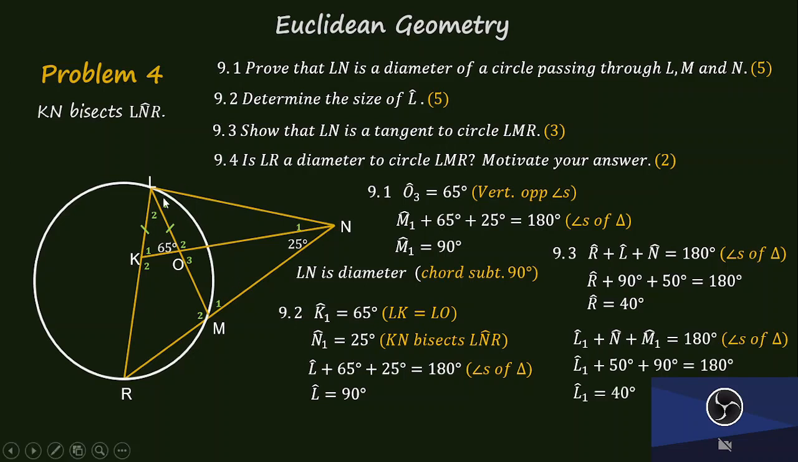So now we've shown that L1 equals R. They are both equal to 40. Therefore, LN is a tangent to that circle. And the reason that you give is the converse tan-chord theorem.